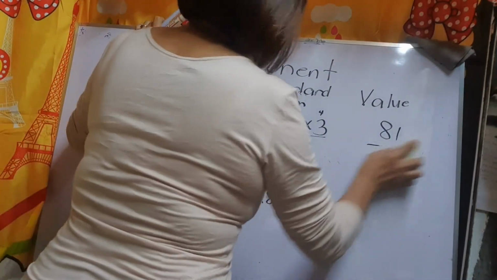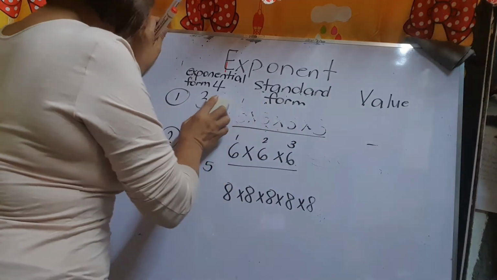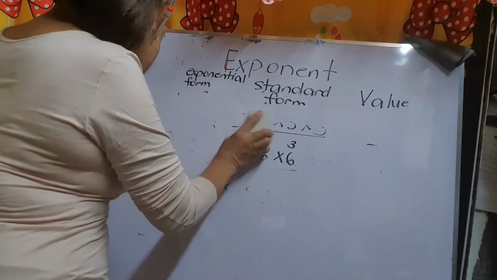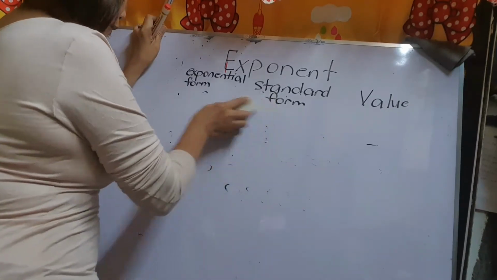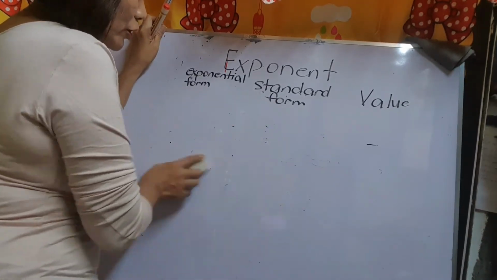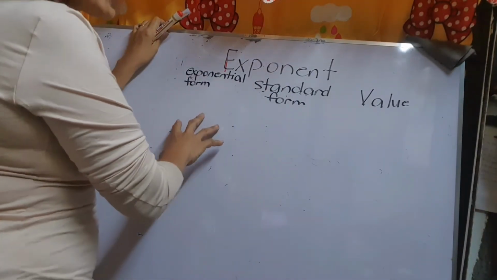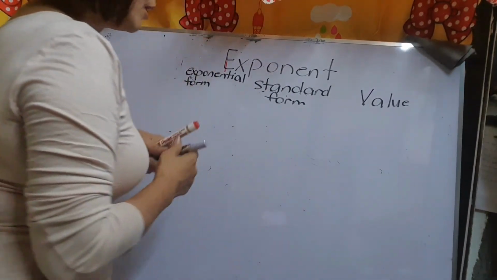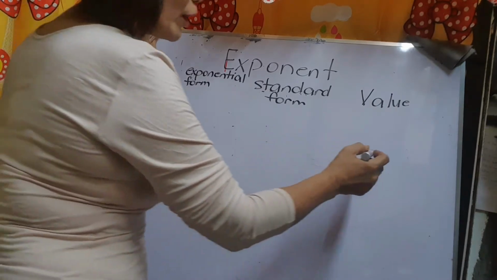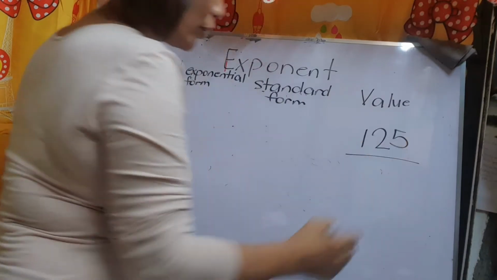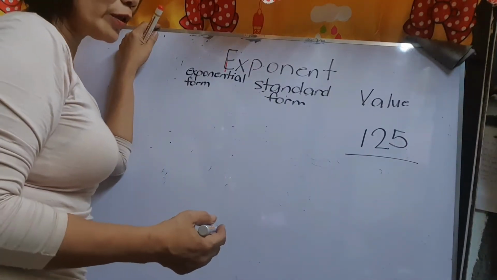Okay, so this is it. So, kapag lumabas yun sa test ninyo: write the exponential form, the standard form, and then the value. Okay, let's say halimbawa, meron kayong nakalagay na value, 125. So, paano ninyo ngayon gagawin yan?